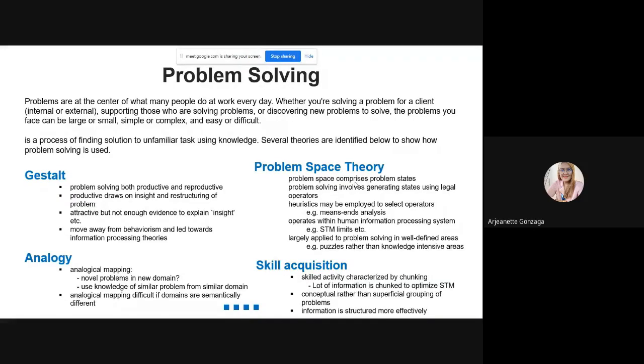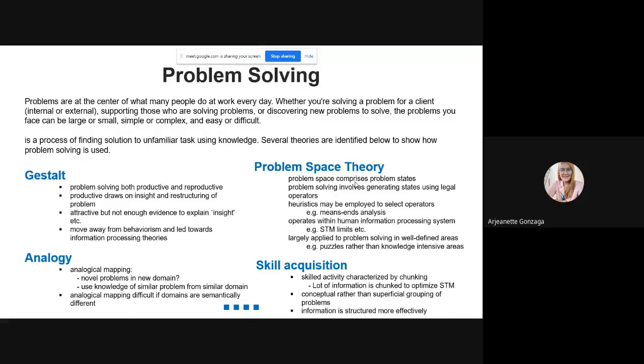So next we have problem solving. Problems are the center of what many people do at work every day. Whether you're solving a problem for a client, internal or external, supporting those who are solving problems, or discovering new problems to solve, the problems you face can be large or small, simple or complex, and easy or difficult.